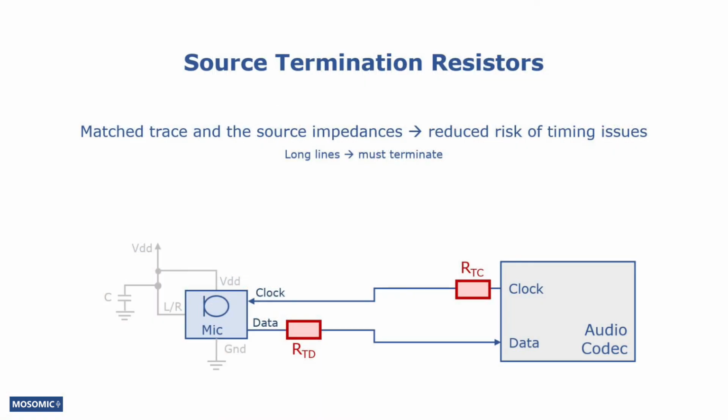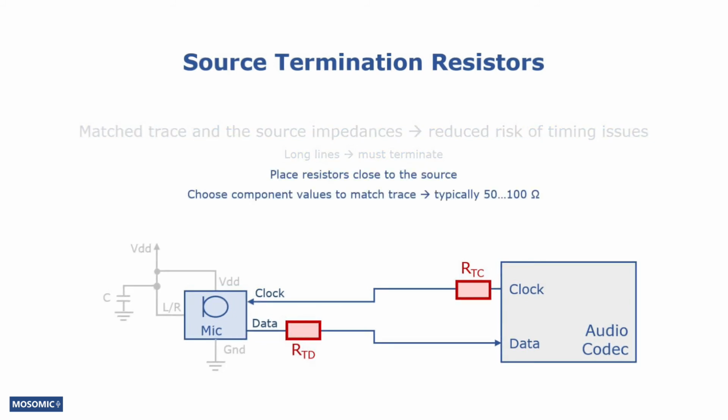The job of source termination resistors is to match the impedances of the source and the trace and thereby avoid interface timing issues. Termination is especially important when lines are long. The resistors are connected in series with the signal trace, as you can see here in the illustration. They're placed as close as possible to the source, in this case the microphone for the data line, or the source of the microphone clock signal.